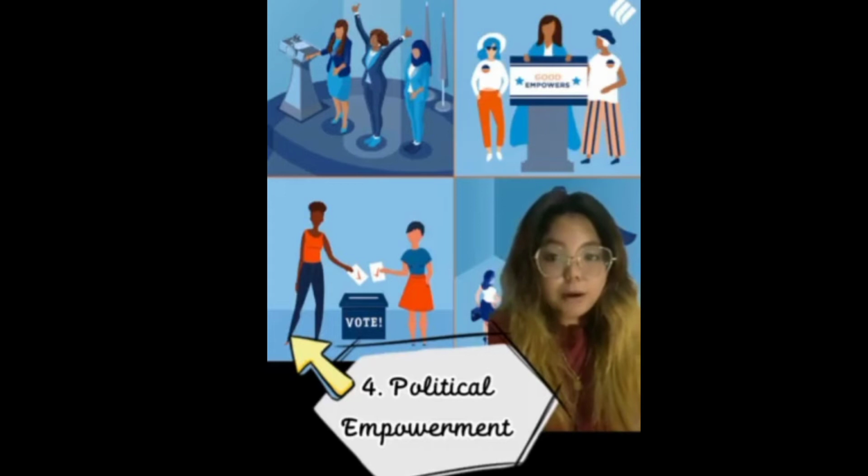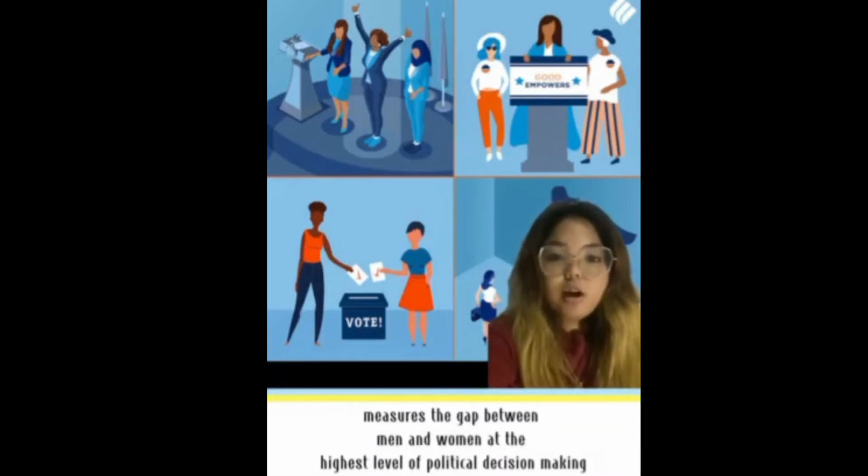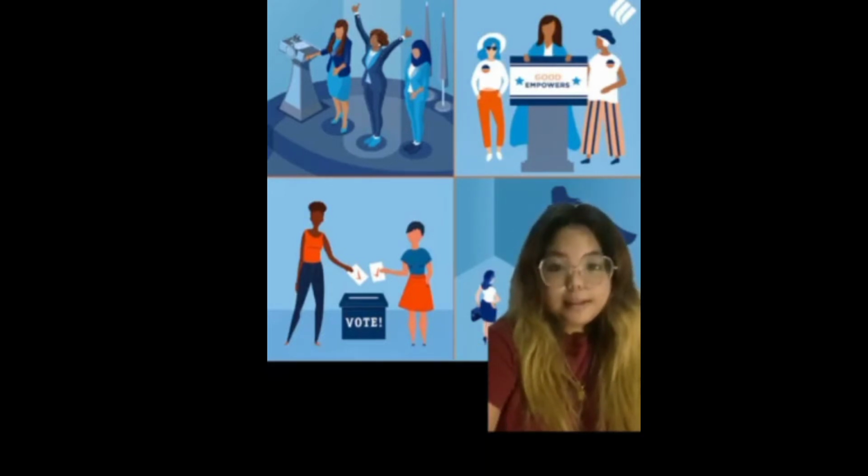Number 4 is political empowerment. This sub-index measures the gap between men and women at the highest level of political decision-making, through the ratio of women to men in ministerial positions and the ratio of women to men in parliamentary positions.